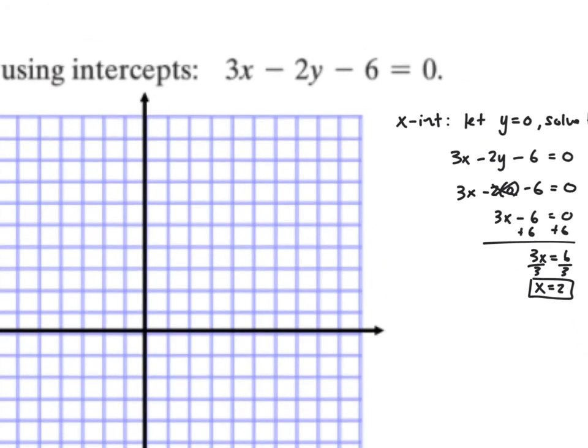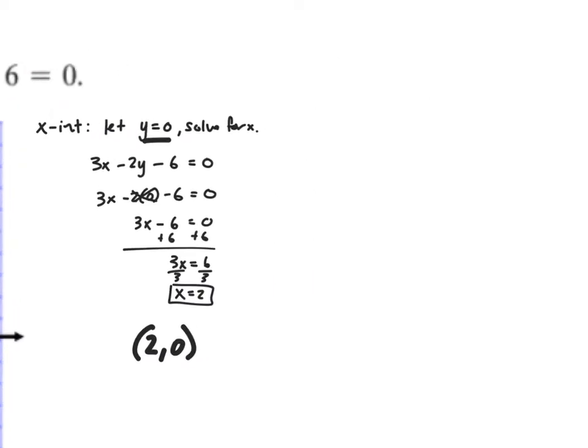Now over at 2 on the x, I'm going to plot that point. Now x is 2, y is equal to 0. You have that point (2, 0) on the graph. All right, so you have that number. Let's find our y-intercept. For our y-intercept, we want to let x equal 0 and then solve for y.